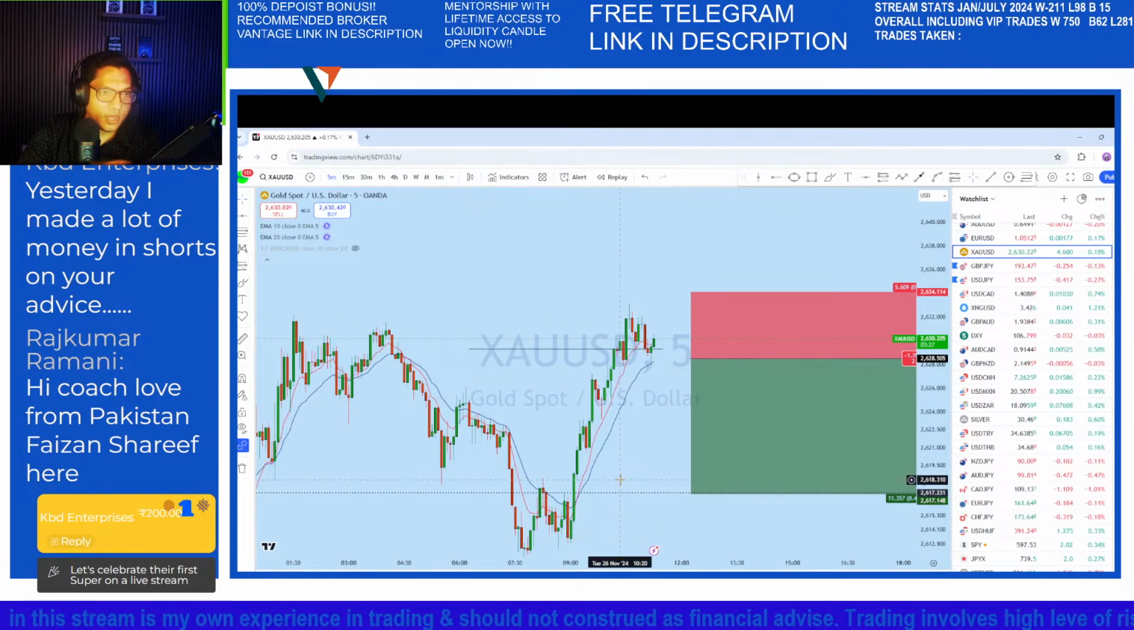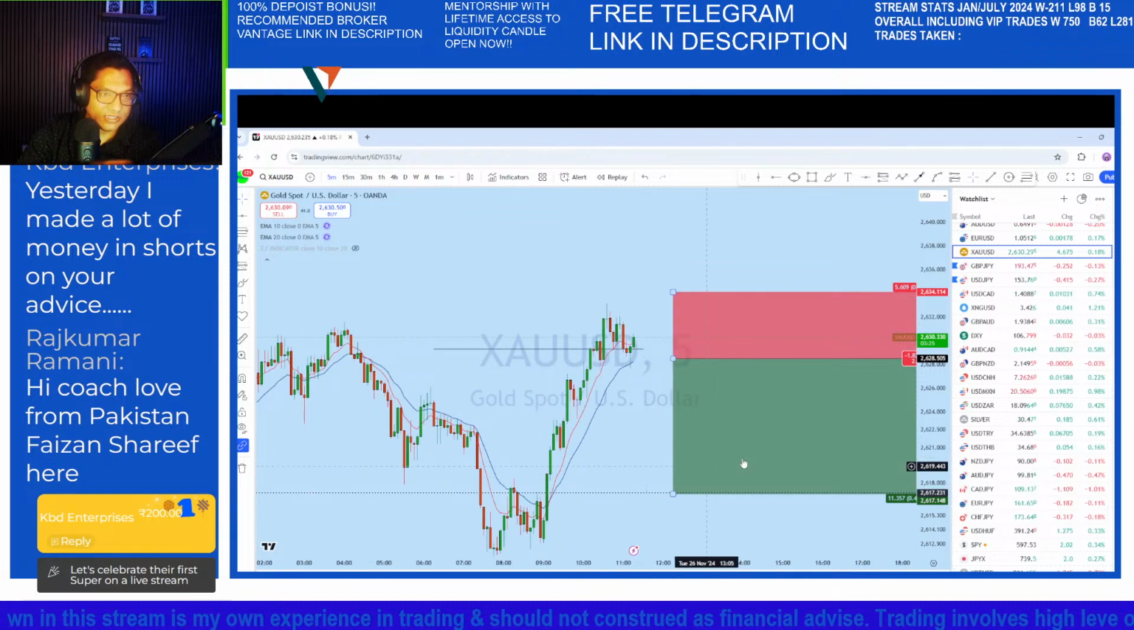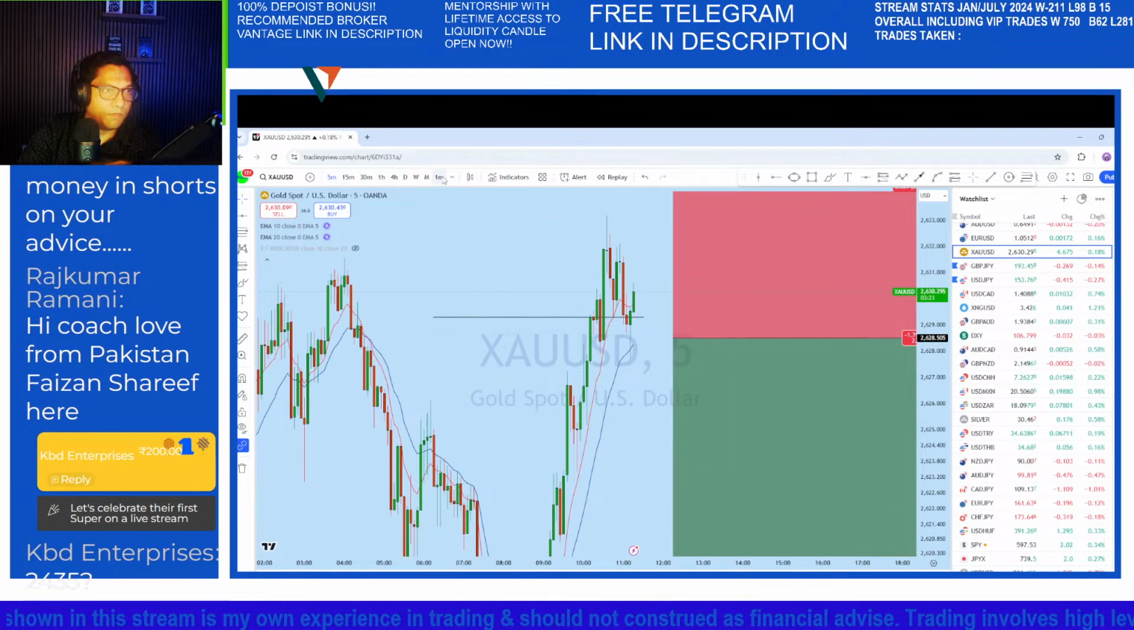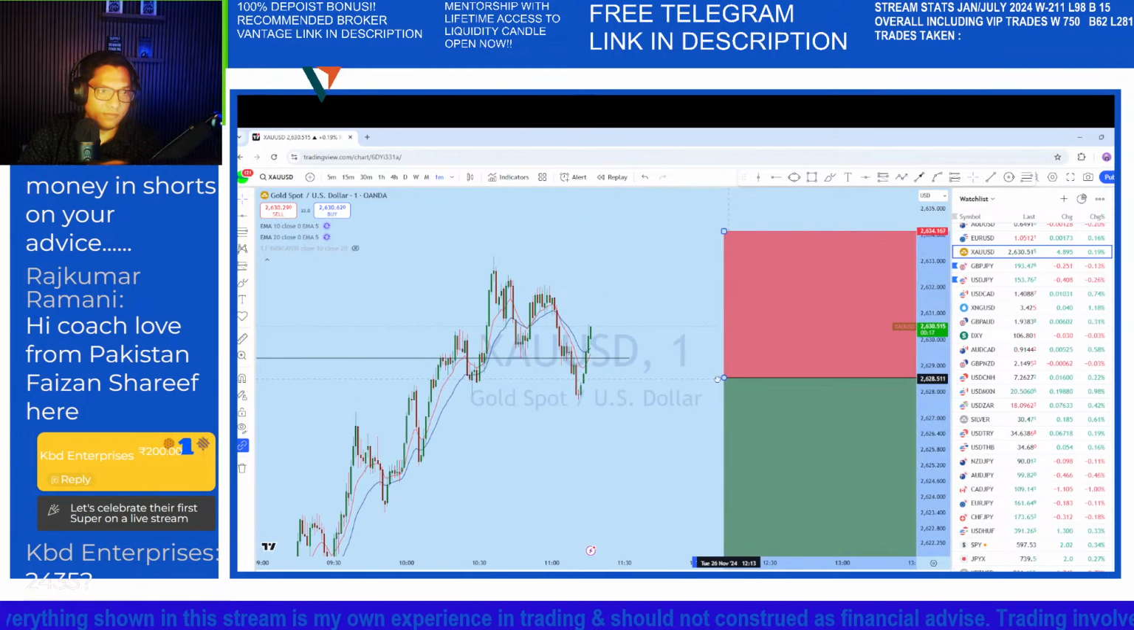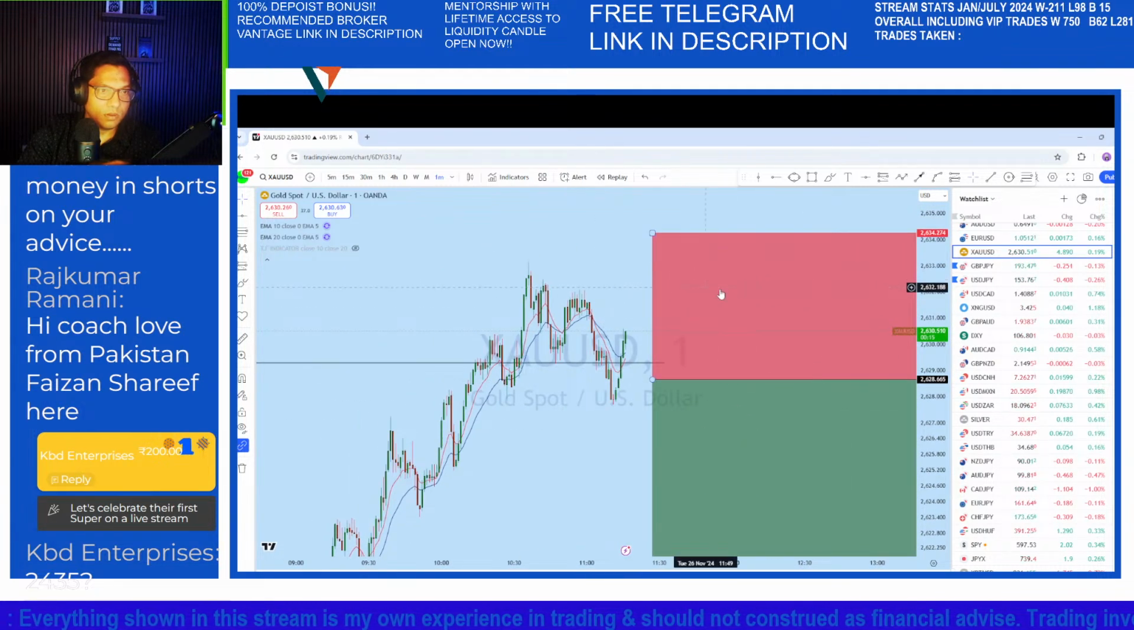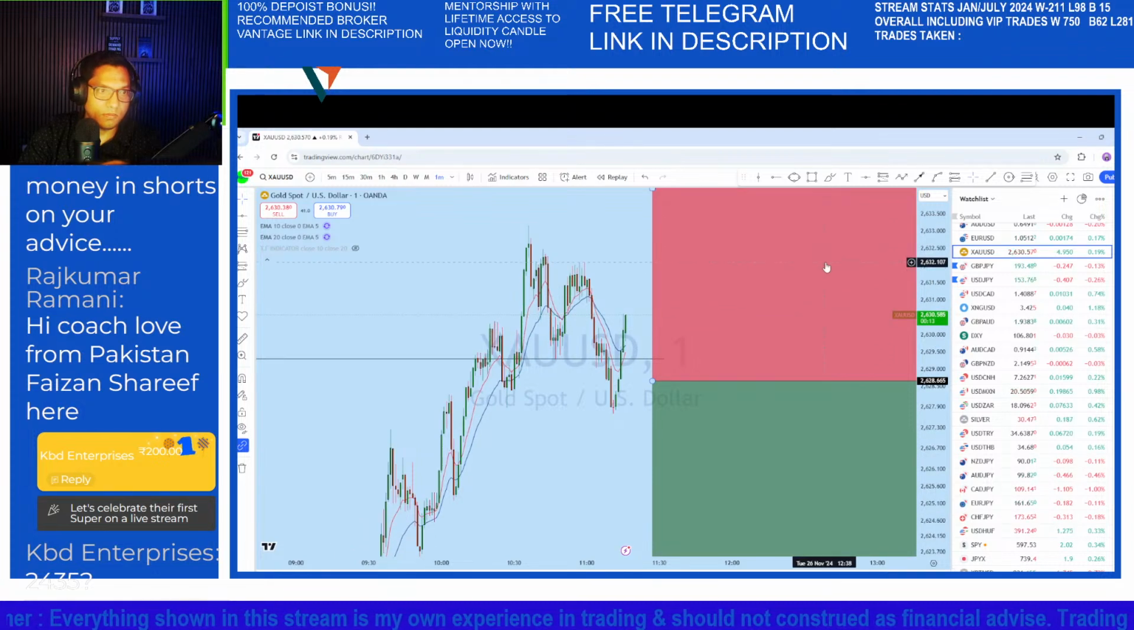So this is an order block here. We see that the price didn't test that order block, but at the moment from this level, a breakup structure.